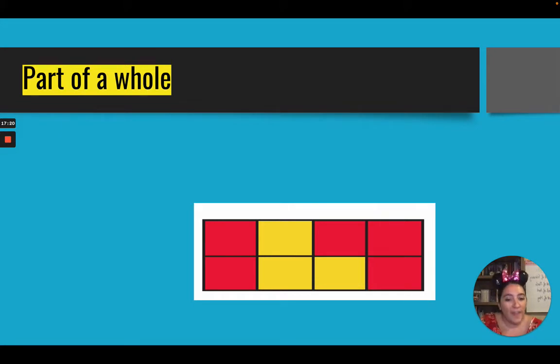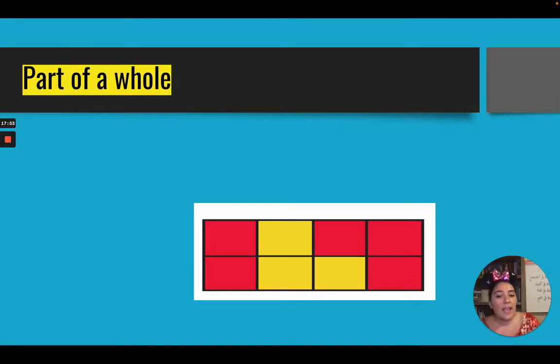All right. Should have had enough time by now. If you need more time, pause, Ms. Gomez. You should have 3/8. All right, so 3/8 of this model are shaded yellow. Now, what fraction of this model is shaded red? Go ahead and get it in your brain. Look at the model. What fraction is shaded red? Alrighty, so you should have said that 5/8 is shaded red.